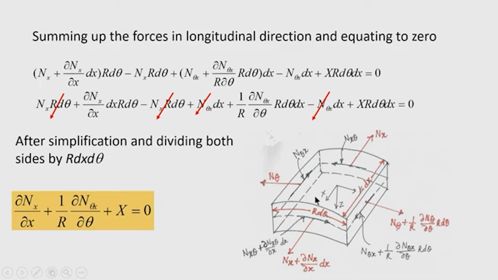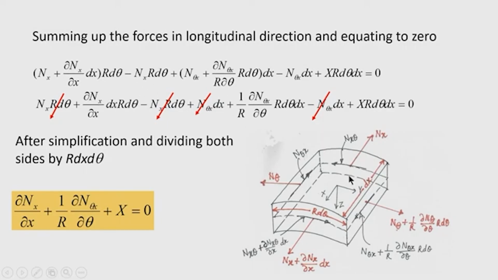Now, let us see what are the forces in the longitudinal direction. One is N x. So, if I take this direction as the positive direction of the x axis, then N x plus del N x by del x into d x into r d theta, because the length is r d theta over which it is acting. So, it is multiplied by r d theta. On the opposite edges, the force is N x. So, it is N x into r d theta, but the direction is opposite. So, therefore, negative sign is given.